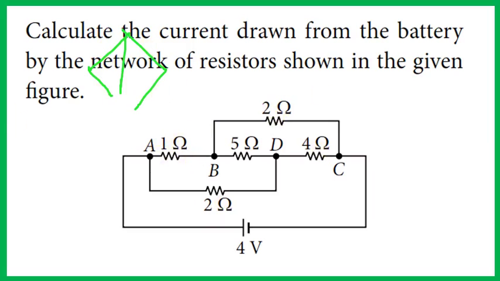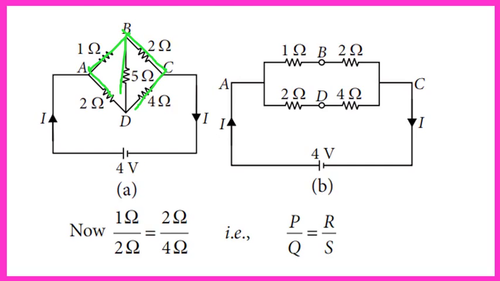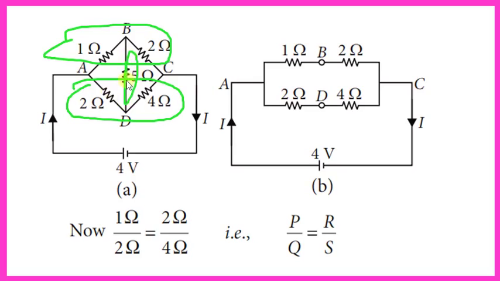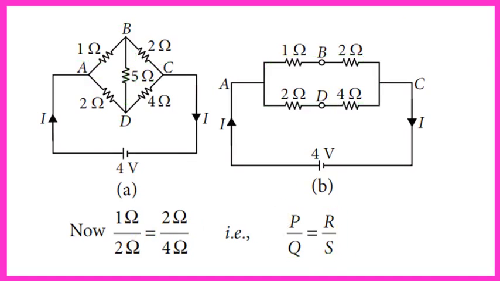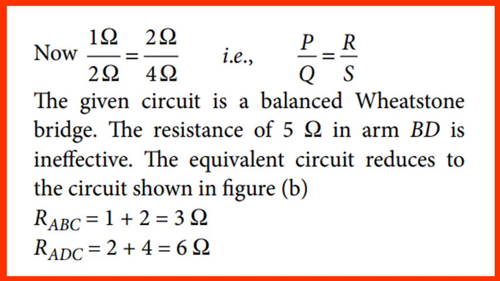Clear? Now you just have to do one thing. These two would be in series, these two again would be in series. There is no use of the 5 ohm. 1 plus 2 you will get 3, 2 plus 4 you will get 6. Then 1 by 2, 2 by 4, that is P by Q, R by S. As we all know, this is the Wheatstone bridge. Easy one. What would become of the simplified circuit?